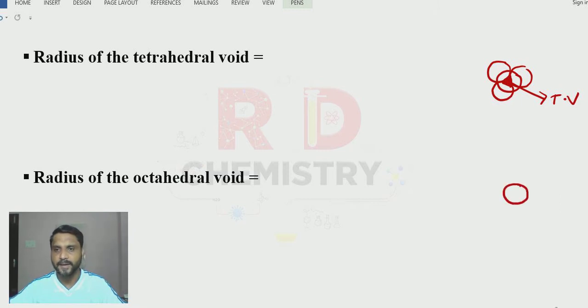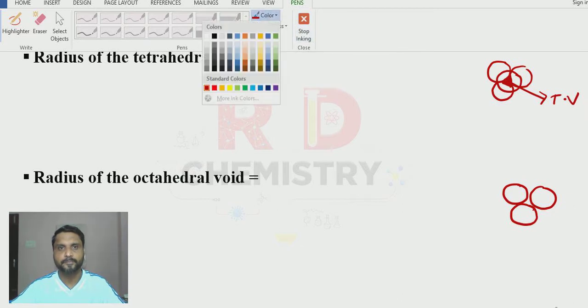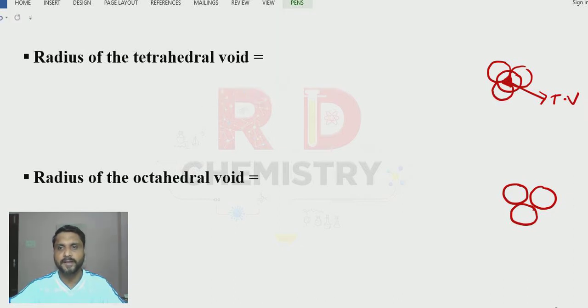What is the octahedral void? Say there are three particles like this, which can form a trigonal void, right? Now suppose you have got three more particles above it. See here, okay? 1, 2, and 3 here. So there will be one void in between, that is called the octahedral void. Now the size or radius of these voids depends on the surrounding particles.